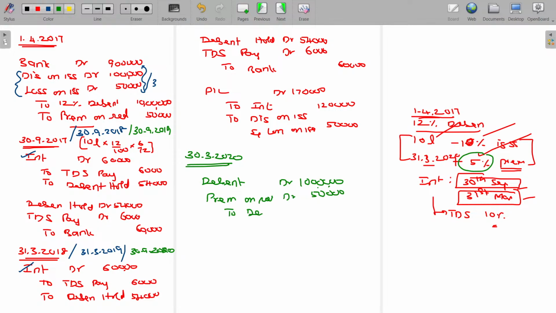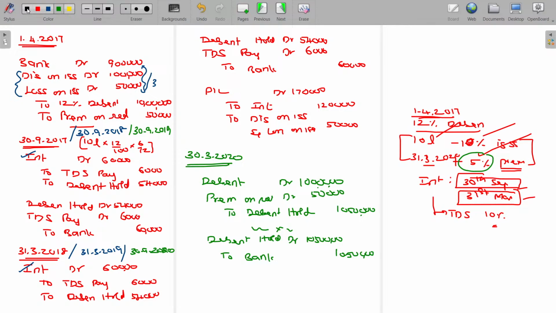To debenture holders, debenture holders value being 10 lakhs 50,000 rupees. Is that clear? Make the payment to the debenture holders. Debenture holders account debit 10 lakhs 50,000 rupees, make the payment to bank. Or you can club these two as a single entry: debenture account debit, premium on redemption of debenture account debit, to bank. That's how you can club these two entries into a single entry.